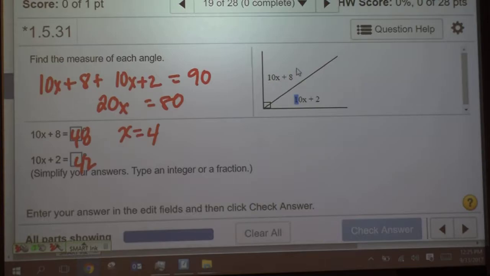But I do get that. I get a lot of people saying 10x plus 8 equals 10x plus 2, or 10x plus 8 equals 45, because they think they're cutting it in half. Make sure that you're only using the relationships that they're specifying, that they're providing you.